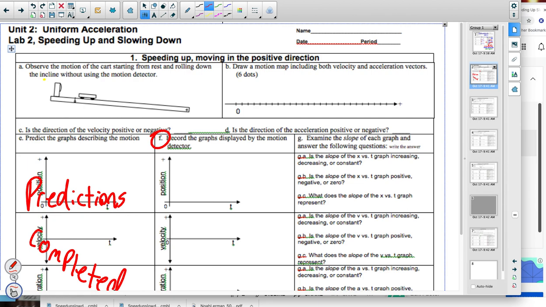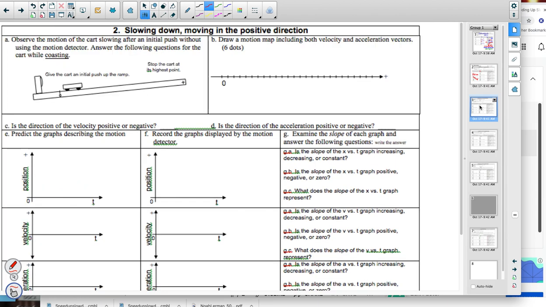Well, we're going to jump to problem number 2, so turn to page 2 in your packet. Notice that we're not trying to trick you here. For number 2, this thing is going to slow down while moving in the positive direction. It's also important that you read the directions. It says give the car an initial push up the ramp, so it's going to be moving at time 0. Then you're supposed to stop the car at the highest point.